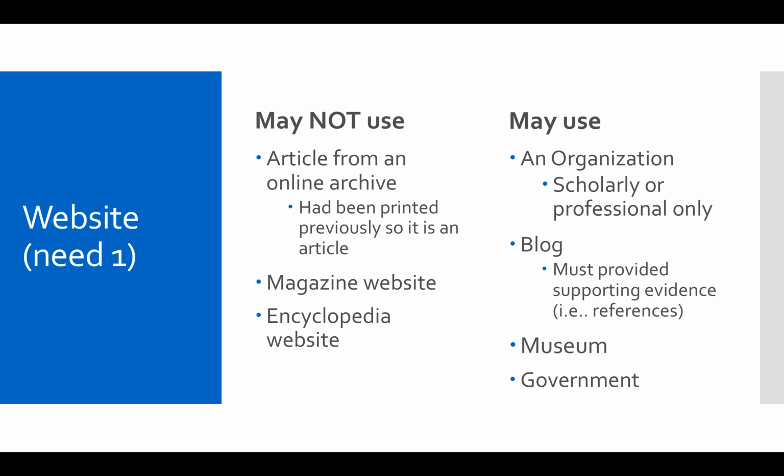What you can use is an organization. So make sure that the organization is a professional organization or a scholarly organization. So think government, think professions. You can use a blog as long as they provide supporting evidence. In other words, they have to have a reference list. If they don't have a reference list in their blog, then it's just an opinion piece. You can use a museum website. You can also use a government website.